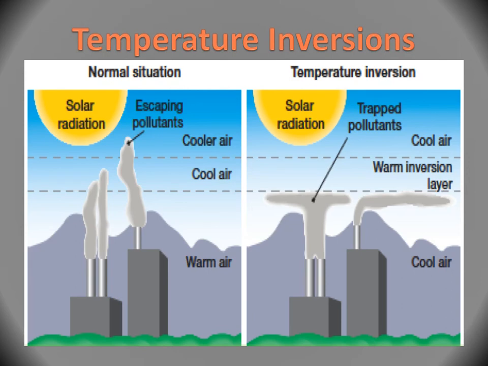So normally you have warm air on the bottom, cool air up here, and the warm air rises and leaves. Well, if that cool air ends up below the warm air, the trapped pollutants and smog get stuck at the top, at this layer of warm air. They can't move through it anymore. And so this pollution just gets trapped right there, and we have to wait until something causes this cold air to get through this warm air inversion.